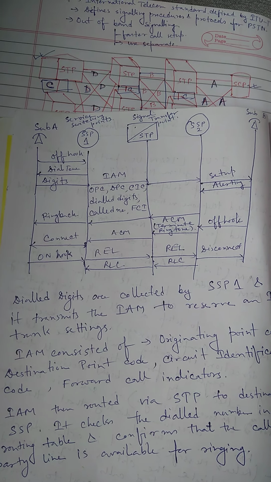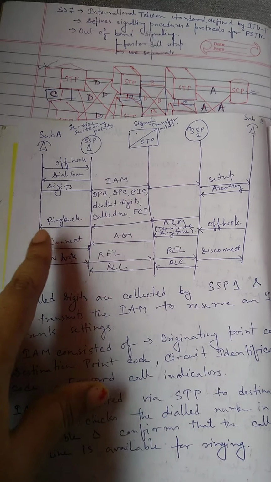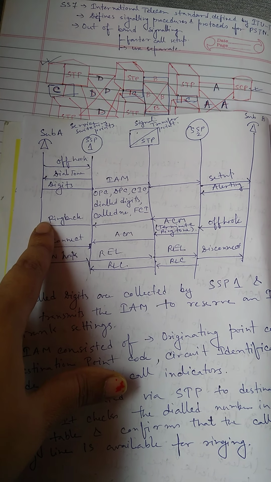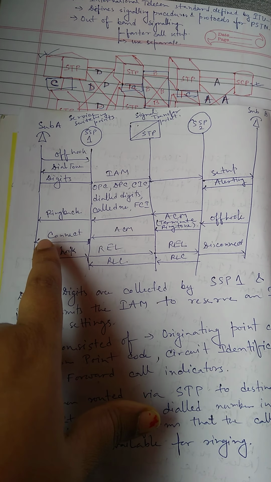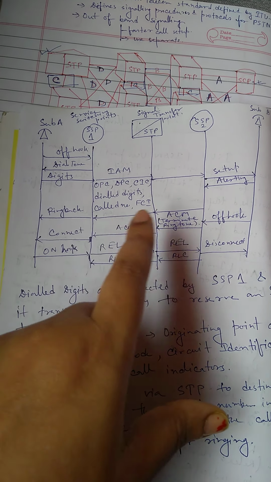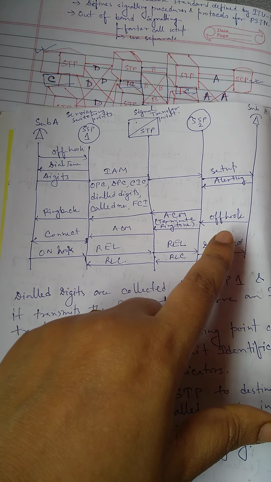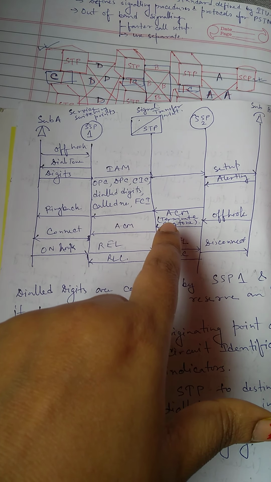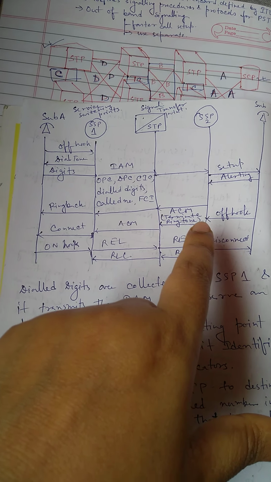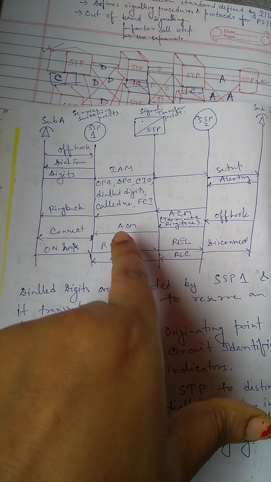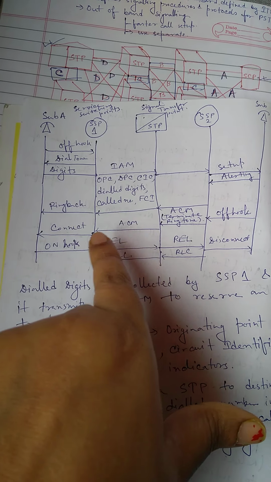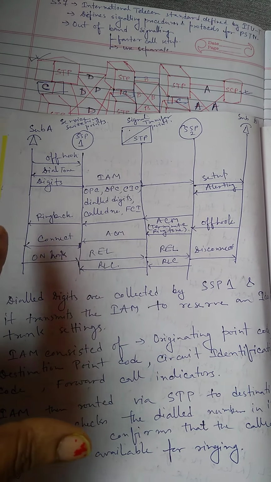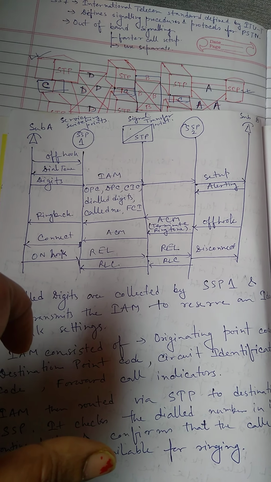So next, through this ACM it will send the ringing tone to my subscriber A, then it will get connected, and finally it will go off hook, and then it will terminate the ringing tone and send forward the answer message. Okay, now we can start the call, it will get connected, and the communication will get started.